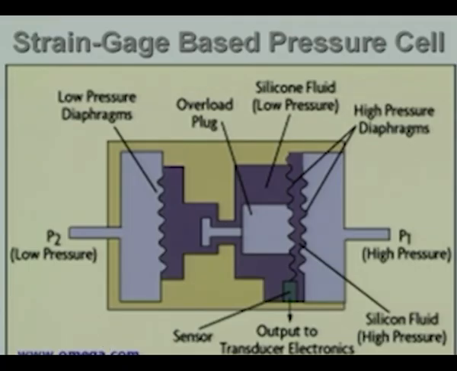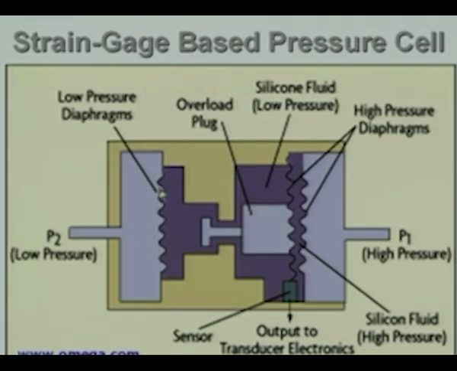Another example I am going to take before we look at the strain gauge and its theoretical background is a strain gauge based pressure cell. Again, I have taken it from the website of omega.com, who is a manufacturer of these kinds of instruments, and this is a schematic of how a pressure cell is made, and you can see that this is essentially a cylindrical casing within which you have certain elements.